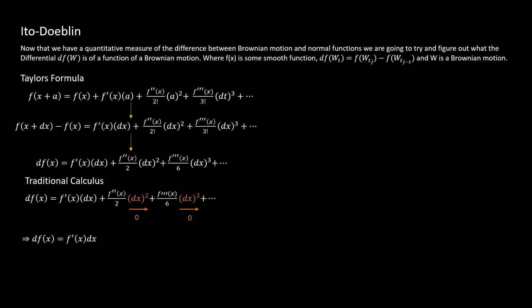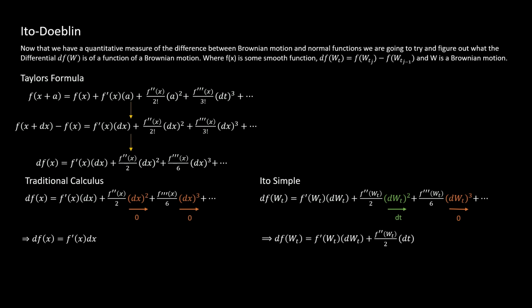If instead of using a normal variable, we now use a Brownian motion variable, we will see the following. All we have done is sub in the differential of our Brownian motion instead of the differential of our normal variable x. And if we remember from the previous slides, the quadratic variation of a Brownian motion is not 0. So simplifying this further, we get the following formula.